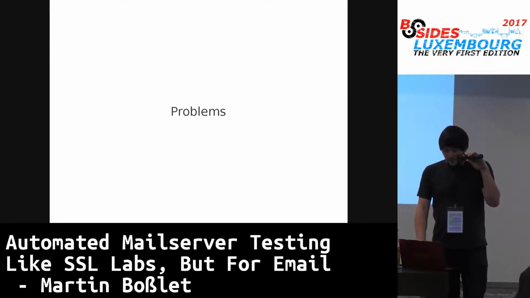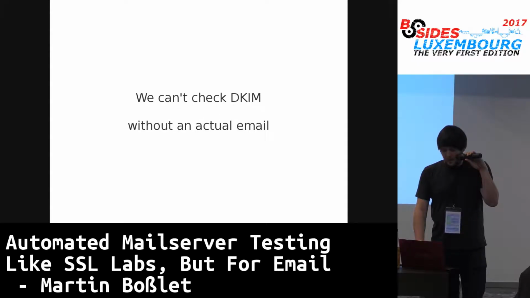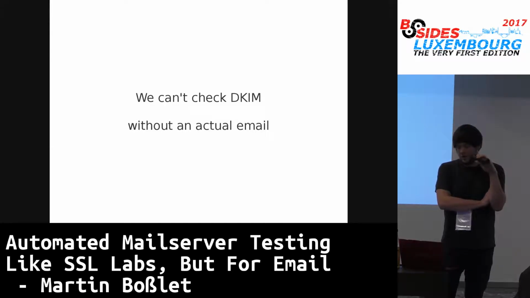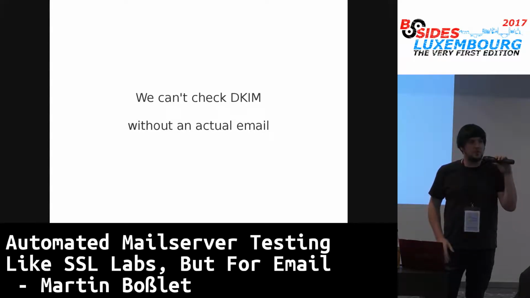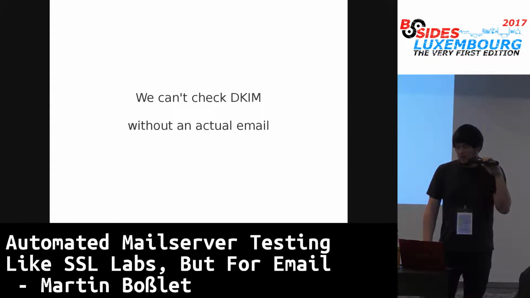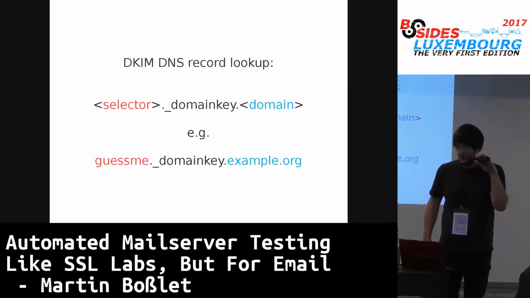We ran into an interesting problem. Since we wanted to focus on email security and we wanted to cover all the DNS records that are important for email security, of course we also wanted to include DKIM. But the problem is you cannot analyze DKIM without having an actual email. And let's look at a reason for this.